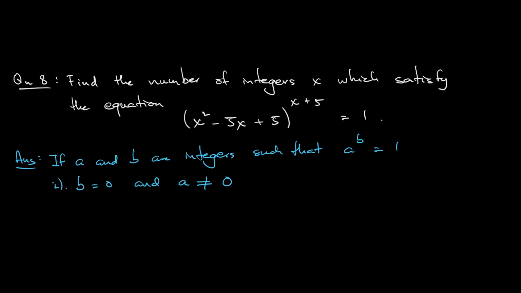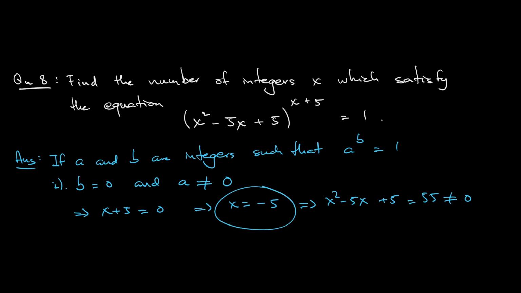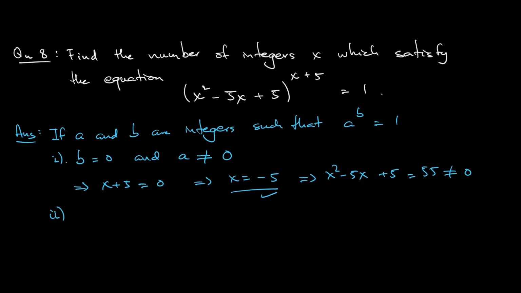Let's consider the first case first. So b is equal to 0, meaning the power. So x plus 5 is equal to 0, x is equal to negative 5. I need to check whether it makes the base 0 or not. You can check x squared minus 5x plus 5. When x is equal to negative 5, this is equal to 55, not 0. So I can take this as one of the roots. So this is in fact possible. Just take it first.